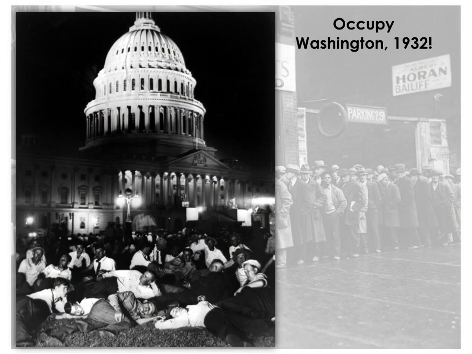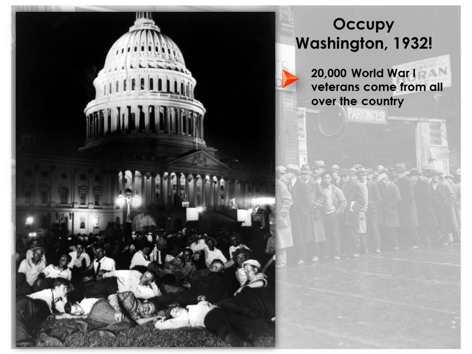And so there you are on the left, you see a picture of this bonus army occupying Washington in 1932, for lack of a better word. 20,000 World War I veterans assemble from all over the country, and they bring with them their wives and their children, and they set up tents in a sort of makeshift refugee camp, if you will, outside of the Capitol.